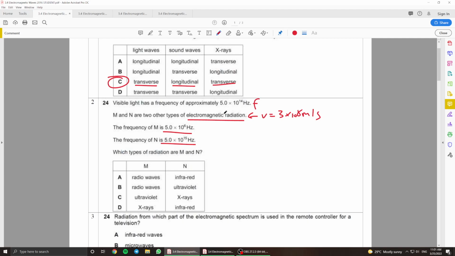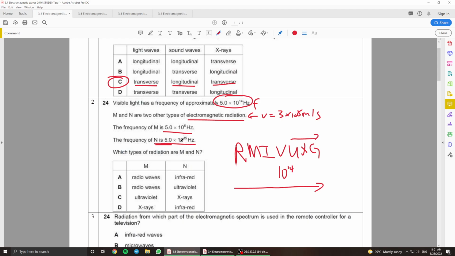are M and N? So if they say that visible light has a frequency here, if you remember the spectrum, it's going to be, if the visible light has a frequency of 5 times 10 to the power of 14, and going down the electromagnetic spectrum, the frequency is supposed to increase, right? So if N is 5 times 10 to the power 15, it should be somewhere around here. If M is 5 times 10 to the power of 6, it should be somewhere around here. So this is M and this is N here.